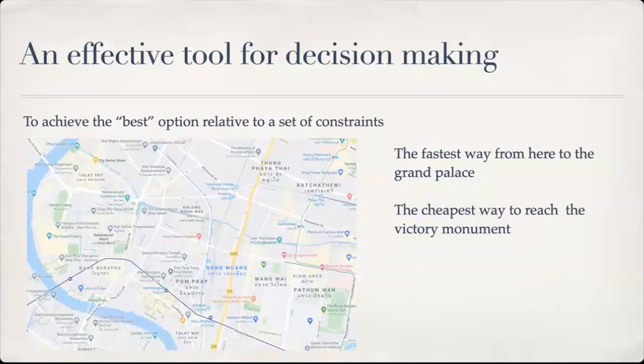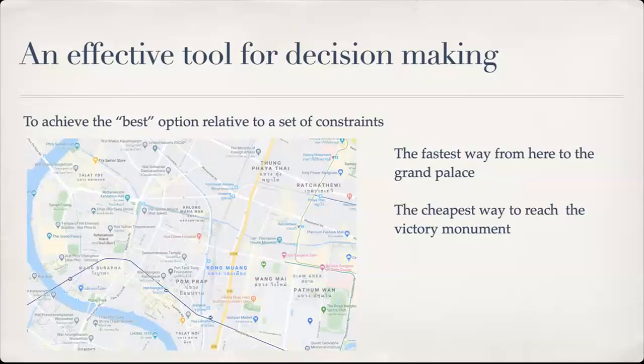You mark it and you mark your current location. Okay, you want to find the best way to somewhere, maybe the fastest way from here to the Grand Palace, okay? So what do you want when you open the map and look for how to go to the Grand Palace? What is our objective in this case? The fastest way, right?